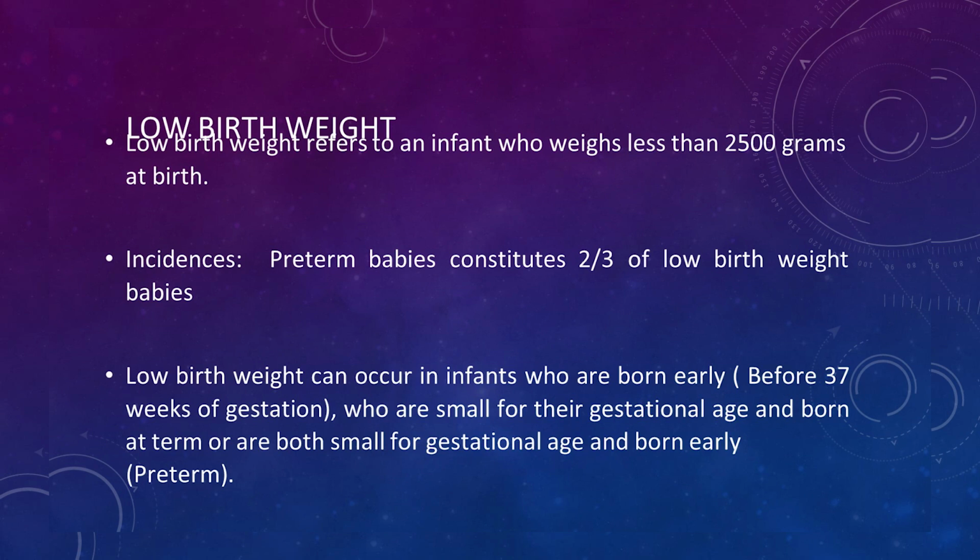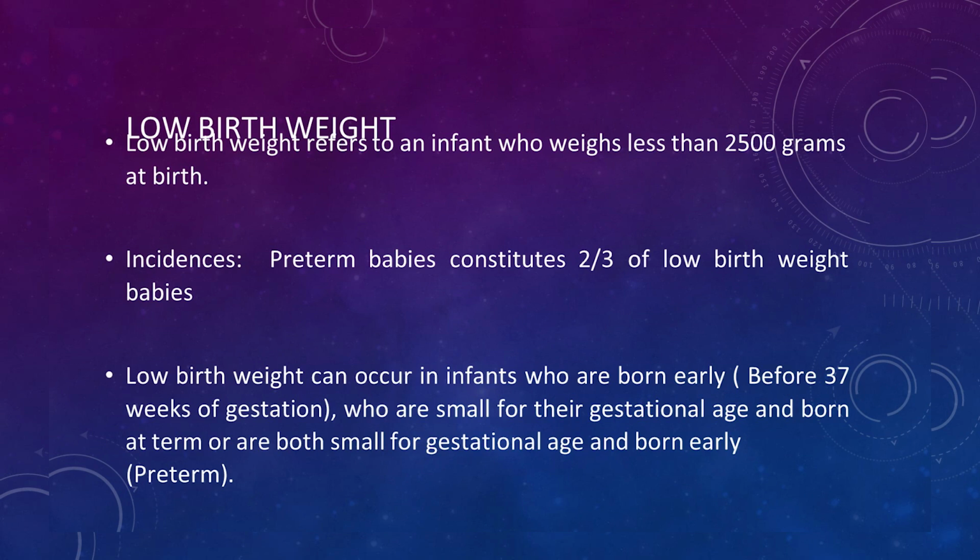So if the baby's weight is about 2500 grams, then it comes under normal weight. But if it is below 2500 grams, it is called a low birth weight baby. And if it is less than 1500 grams, that is called severe low birth weight. And if it is less than 1000 grams, it is called an extremely low birth weight baby. So preterm babies constitute about 2/3 of low birth weight babies. So mostly the low birth weight babies are preterm babies.